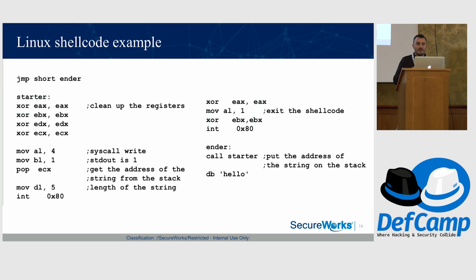Here is a basic Linux shellcode example. As you can see, it's not so complicated. What we'll basically do is write something on the console. It will write hello, and for this, it will call two system calls: the write system call and the exit process system call. I will not cover every detail of this program, but you can see that it's not as complicated as it might look.